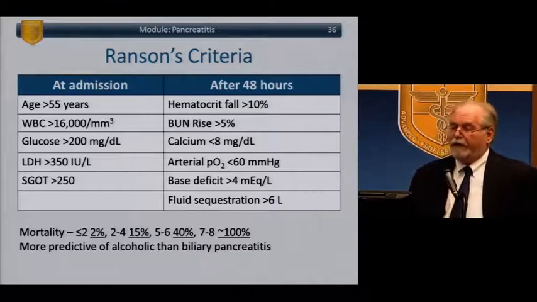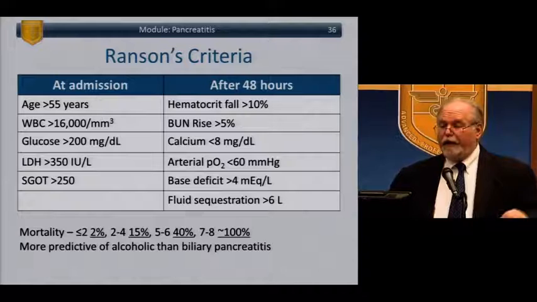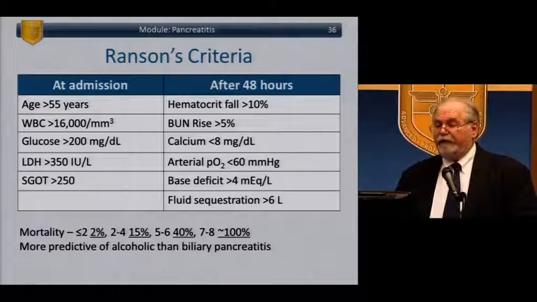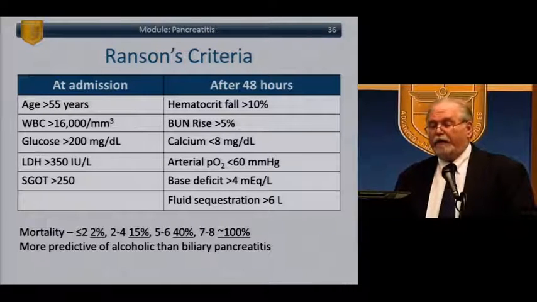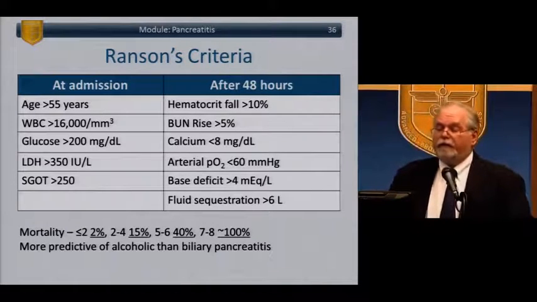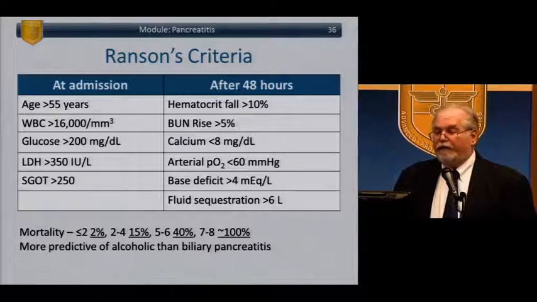So here are Ranson's criteria. I mention them because they come up from time to time. There are 11 altogether, 5 at admission, 6 after 48 hours. So at admission: age greater than 55, white count greater than 16, glucose over 200, LDH over 350, SGOT greater than 250. And then after 48 hours: hematocrit fall of more than 10%, rise in BUN of over 5, calcium of less than 8, PO2 of less than 60, base deficit more than 4, fluid sequestration greater than 6 liters.